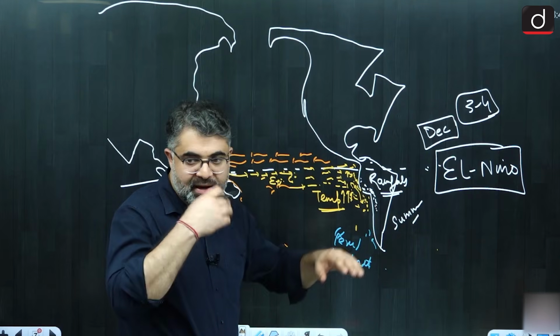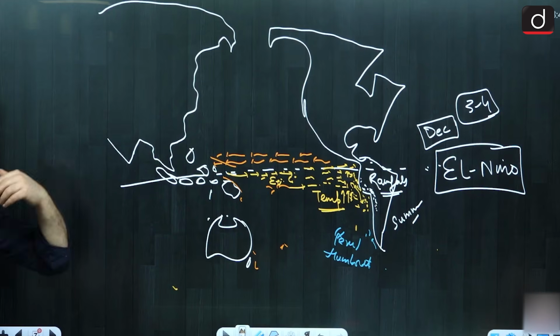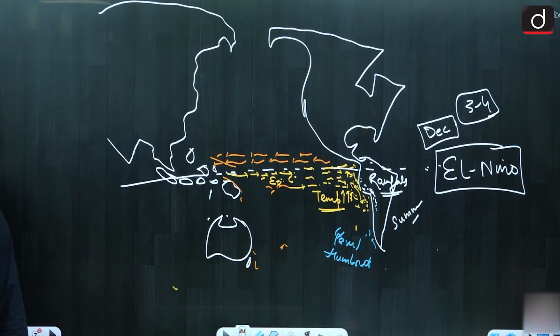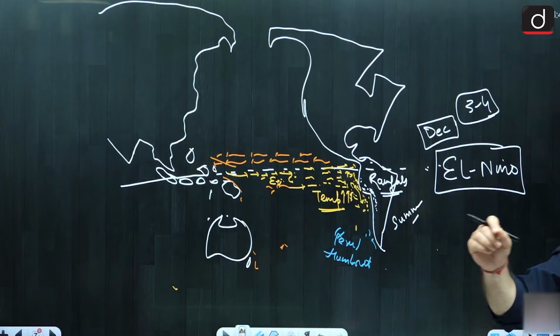Normal circulation क्या होगा? कहां पर गर्म पानी आना चाहिए? ऑस्ट्रेलिया की तरफ, इंडोनेशिया की तरफ. यहां पर कहां पानी हो रहा है? पेरू की तरफ. बस इतना ही El Nino. Abnormal heating of eastern Pacific, whereas western Pacific remains cooler.